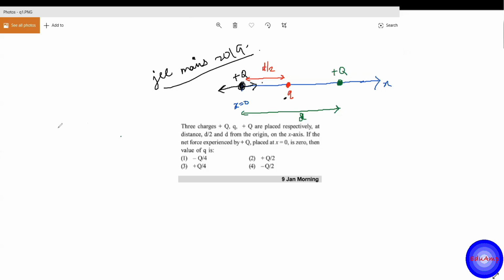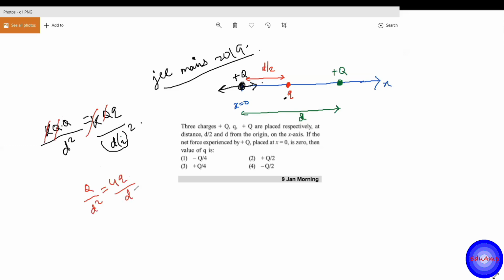So I can say kQ into Q by d square must be equal to kQq by (d by 2) square. Simple. So just cancel out k, cancel out Q, and then it will become Q by d square is equal to 4q by d square. So q becomes, in magnitude, Q by 4, but obviously it has to be negative. So the answer will be the first one. Correct.